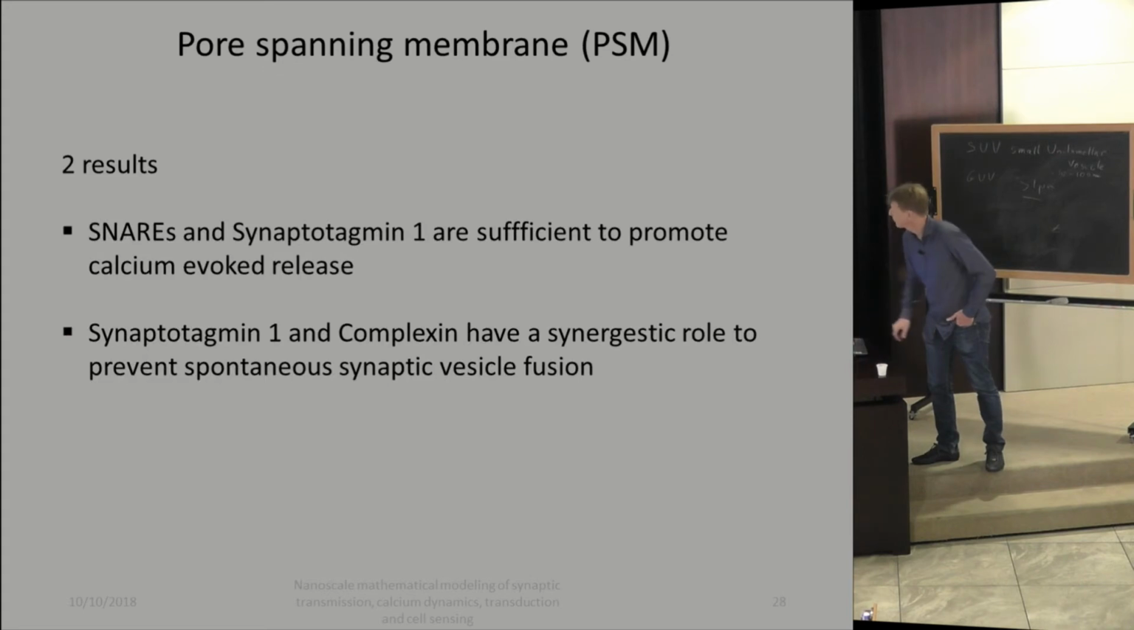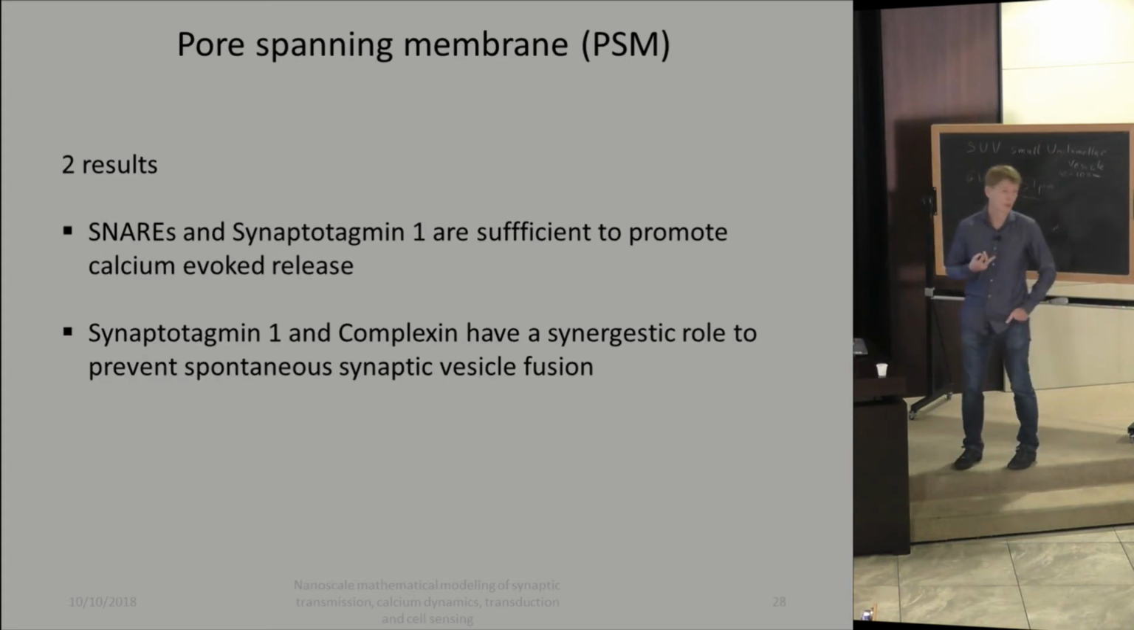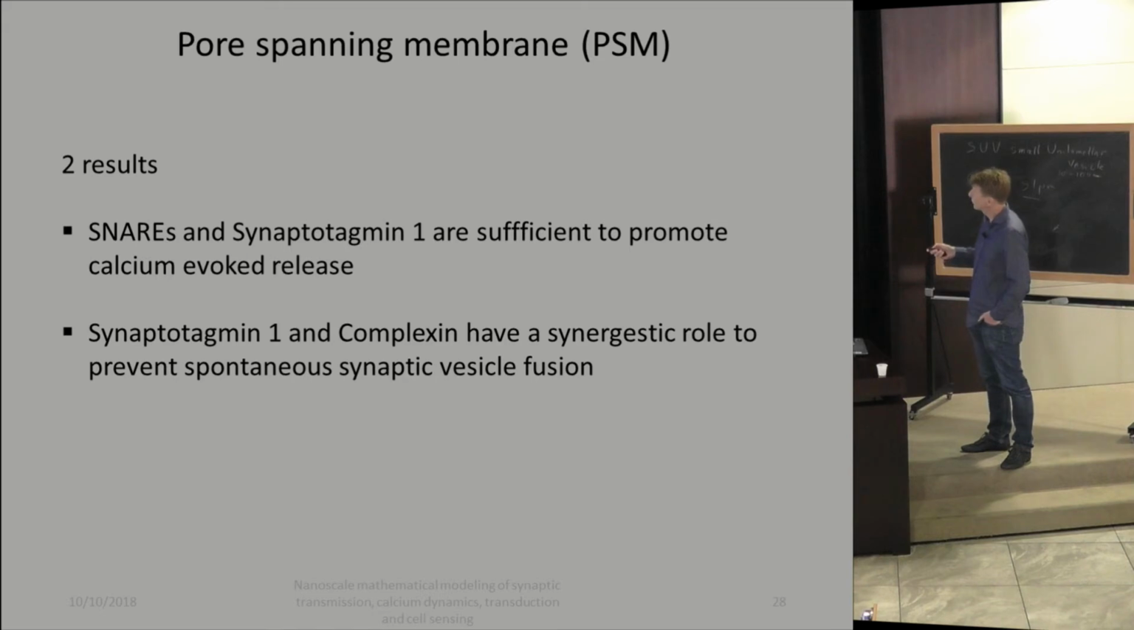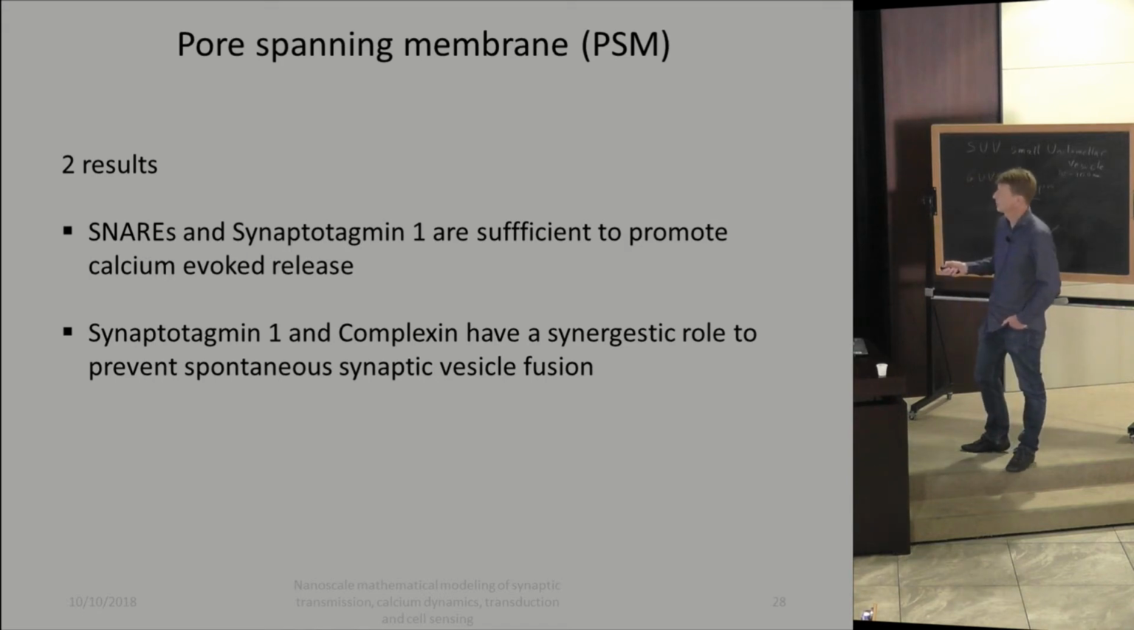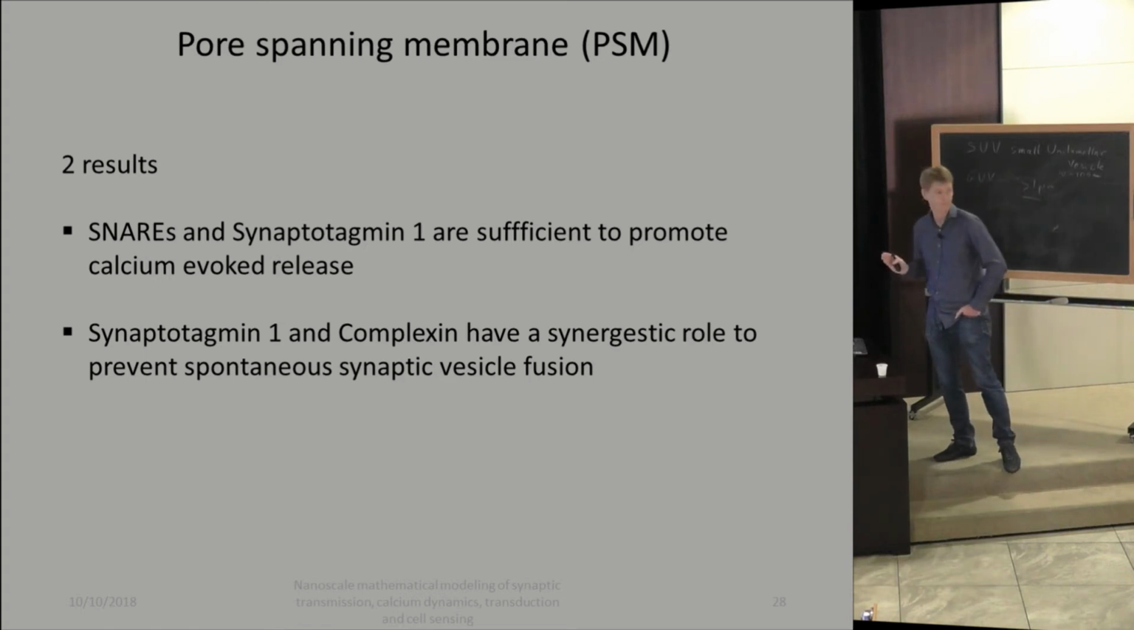And at the end, you have pore spanning membranes, and I'll just give you 2 results that we got with this technique on fusion, of course. I'll show you first that SNAREs and synaptotagmin 1 are sufficient. We don't need anything else to promote calcium evoked release. And the second one is that synaptotagmin 1 and complexin have a synergistic role to prevent spontaneous fusion. Yes?